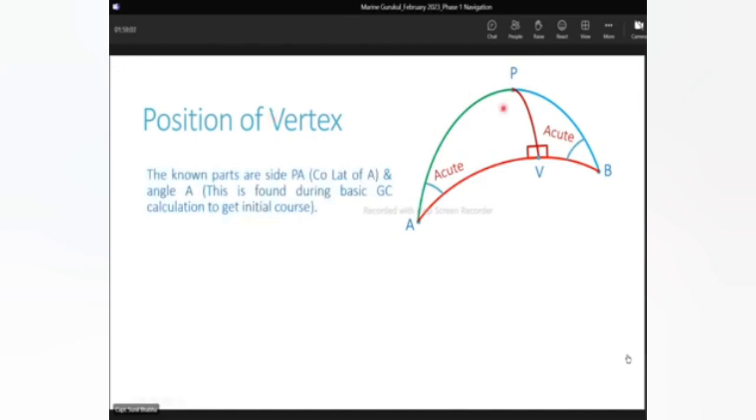So we have the same diagram here, Papa Alpha Bravo triangle with the vertex in between. Now if you carefully look at the triangle PAV, the known parts in this triangle are the side PA, which is the colat of our initial position A. We are also aware of angle A of this triangle, which can be easily found using the basic great circle calculation using the cosine formula. So these two parts are known to us.